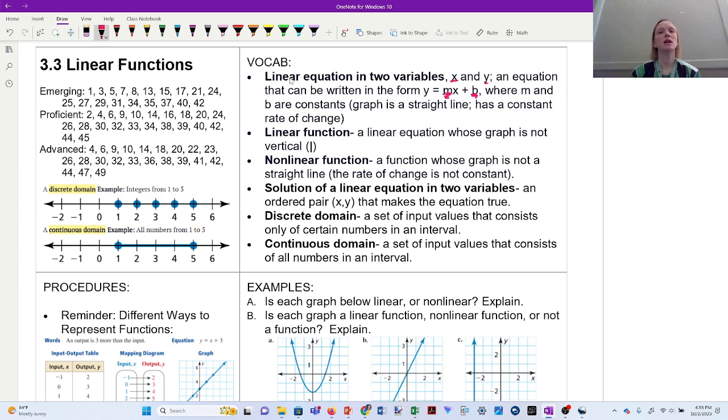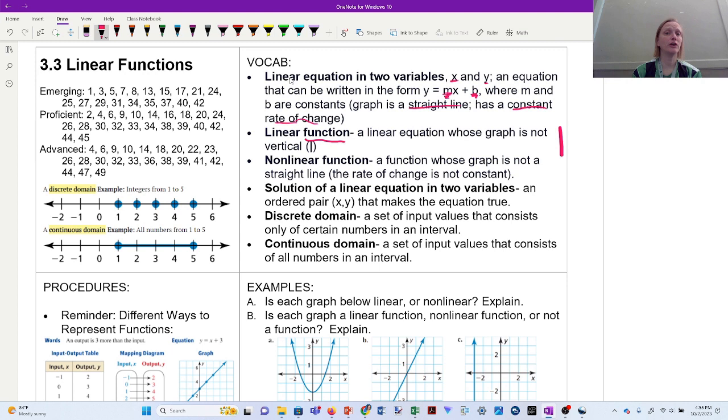A linear equation is going to give us a graph that's a straight line. And because it's a straight line, it's going to have a constant rate of change. You'll see that in our examples below. Specifically, you can have a graph that's a straight line, but it's not a function. So a linear function is going to be a linear equation whose graph is not vertical. If you have a vertical straight line, then the graph is not a function.